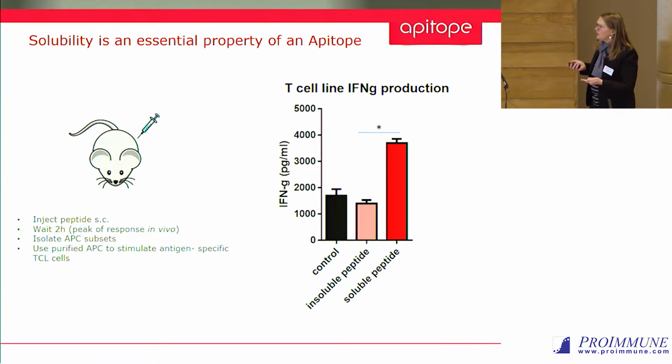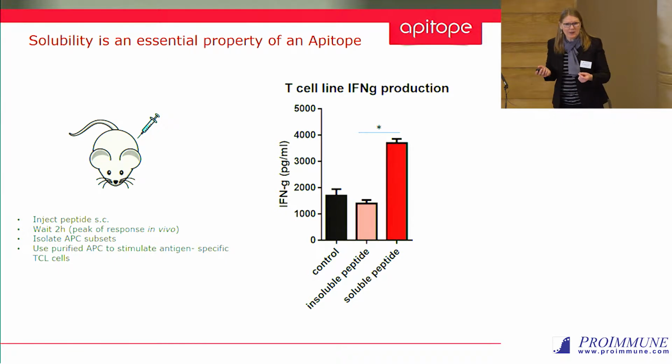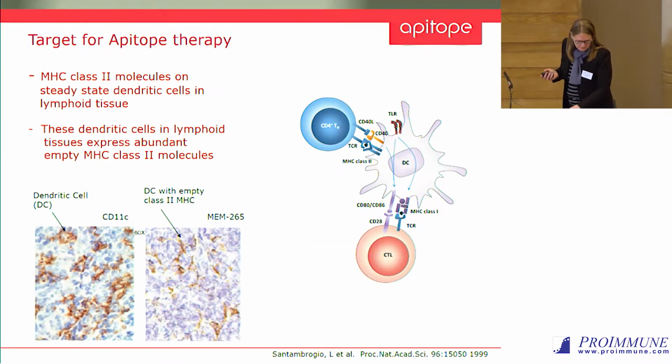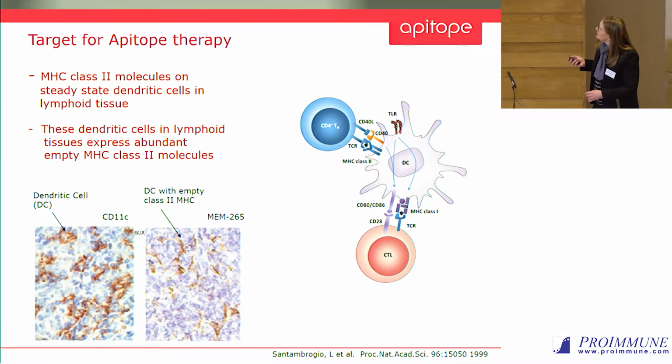Of course, the other requirement is affinity, because when they reach the lymphoid organ, they need to have enough affinity to bind to the MHC class II molecules. And here is where the ProImmune REVEAL assay comes in very handy to provide us with that information. The target, as I said, is the MHC class II molecule on steady-state dendritic cells.